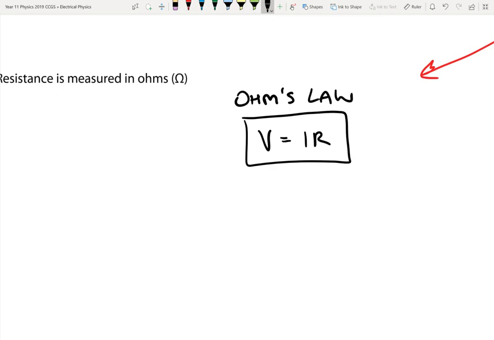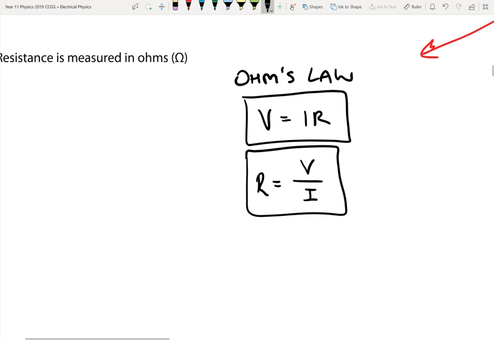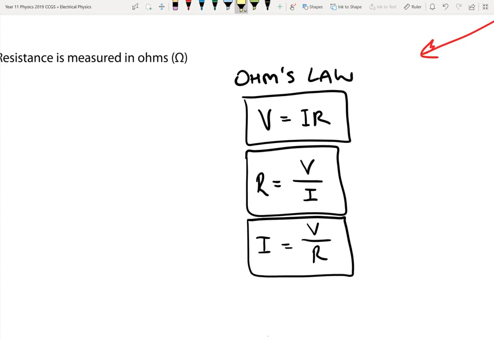And wouldn't you know it, it's in the data sheet as the other one. R equals V over I. Or we could express it one last way. I equals V over R. So there's three different ways to express Ohm's law. The one that's in the data sheet is this one. Okay.